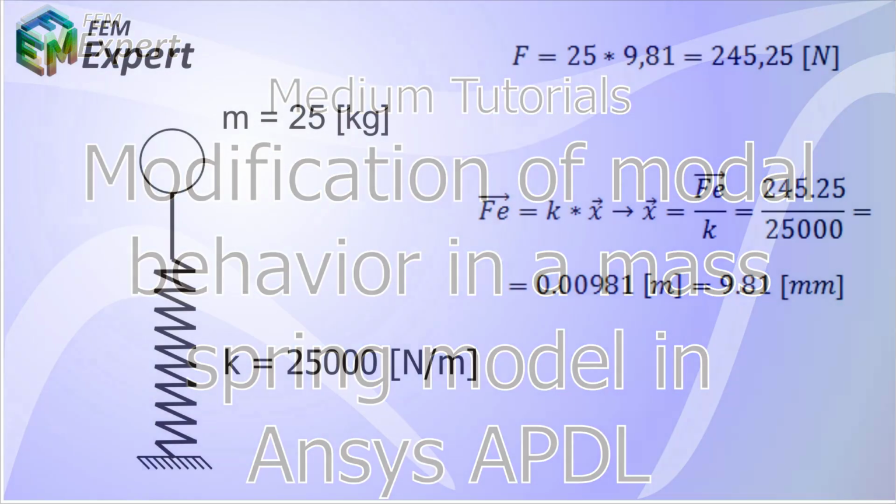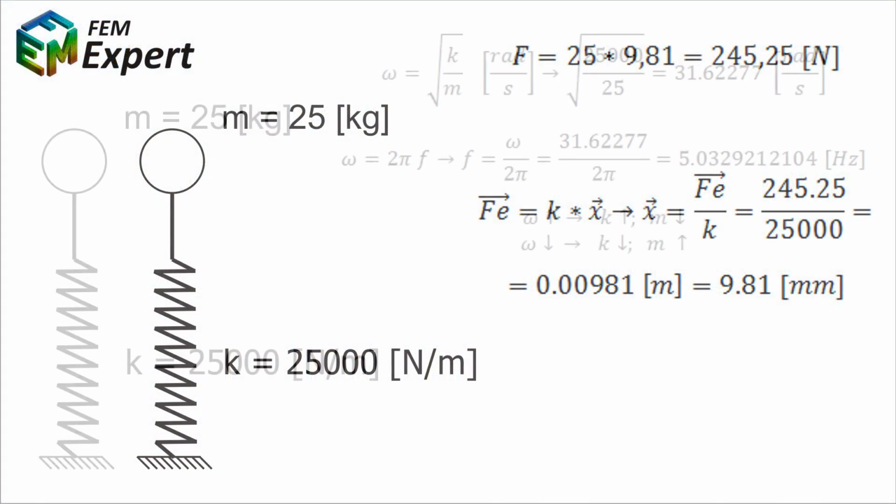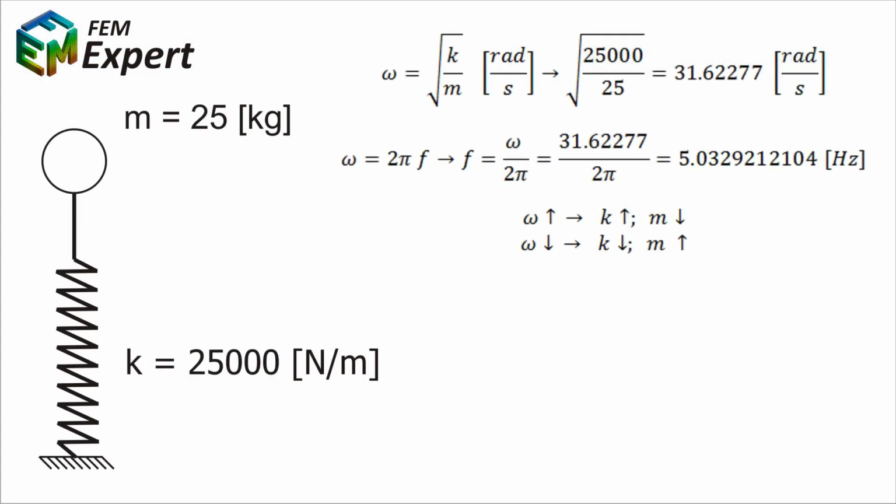This is a continuation of a previous tutorial in which we utilized a suspended mass of 25 kilograms on a spring with a stiffness of 25,000 newtons per meter, and we saw in that tutorial that the modal behavior omega depended on the stiffness of the structure and the mass of the structure.